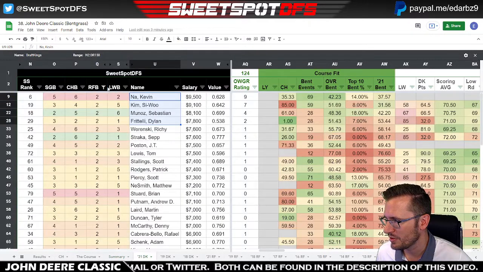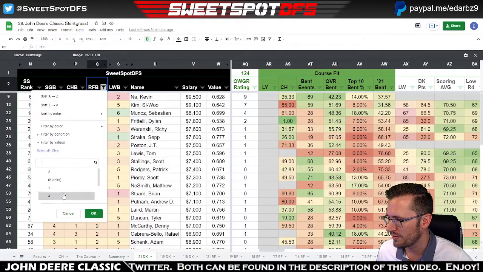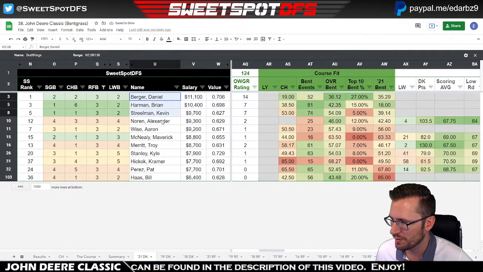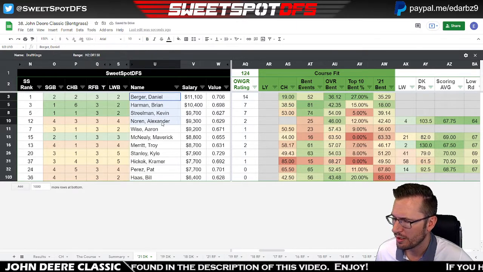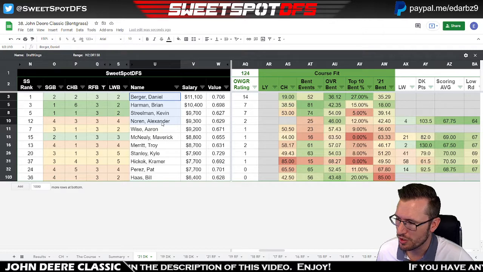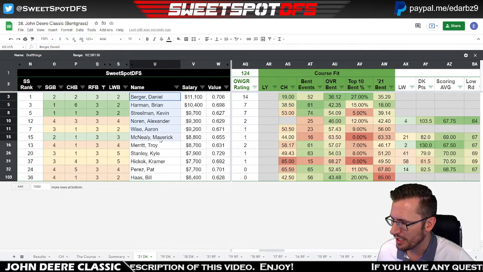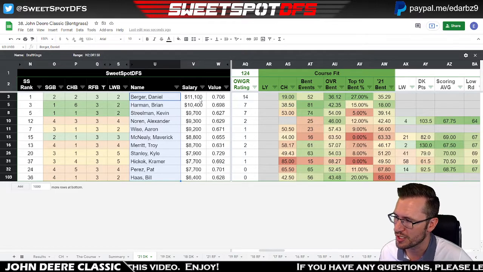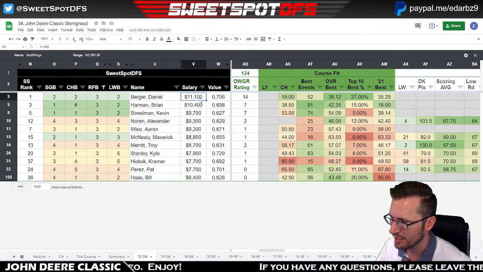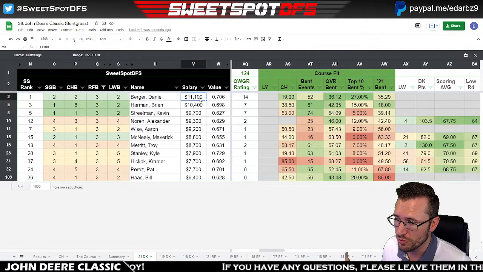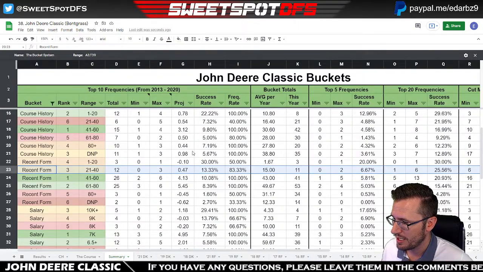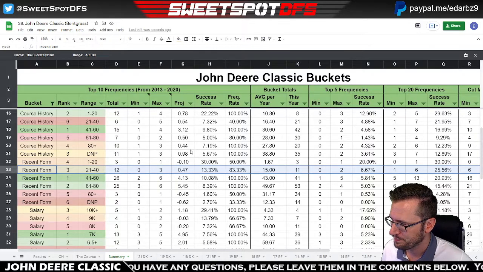Let's take a look to see who these guys are. Maybe the golfers within them will be good enough. Yeah. Berger, Harman, Streelman, Norwin, Wise, McNeely. Yeah, the whole bucket itself. There's going to be one guy that finishes inside the top 10. I like this bucket. If not, I think there might be 2 that finish inside the top 10. But I wouldn't go more than that. I think that's a safe bet.